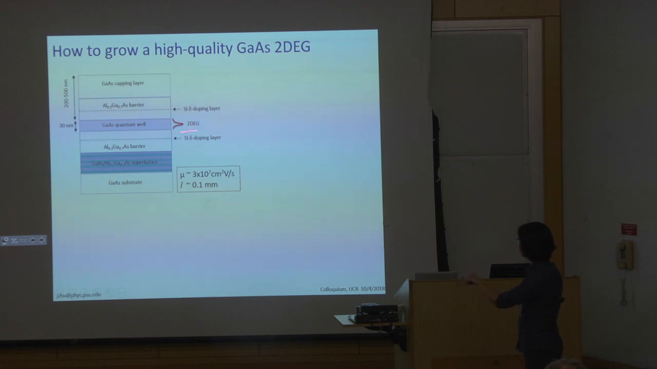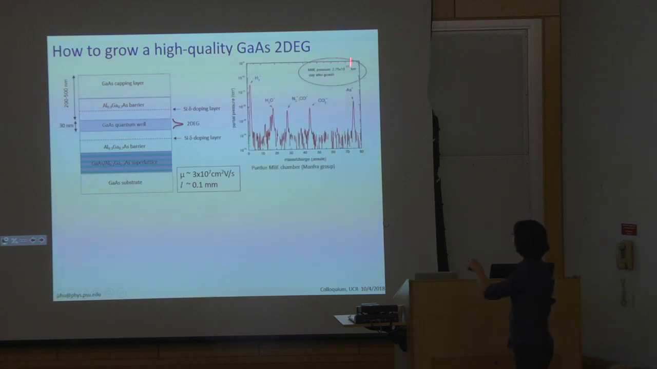So in order to grow these high-quality 2-dimensional electron gases, we pile up a substrate. We have a superlattice to trap impurities, barrier, doping, quantum well, barrier, doping, quantum well, barrier, and so forth. This all happens in an MBE chamber at very low pressure, a UHV environment.